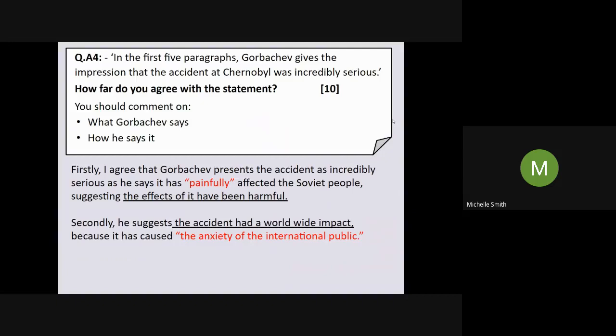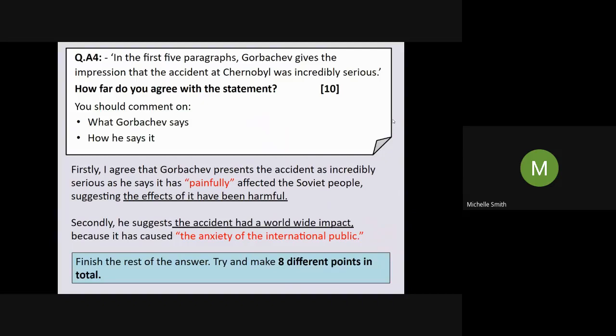Secondly, he suggests the accident had a worldwide impact because it caused the anxiety of the international public. Now, it had to be serious if it caused anxiety for the international public. So not just locally where this happened, the entire world was anxious about this. So that to me implies that this was a very serious situation. So that's why I'm using that one. So what is underlined is what I am inferring from his words. And his words, remember, are what I've got in speech marks in red there.